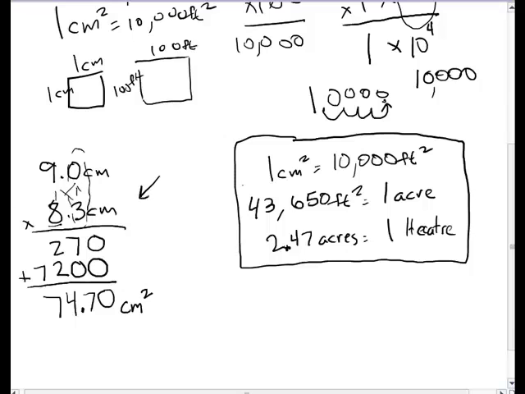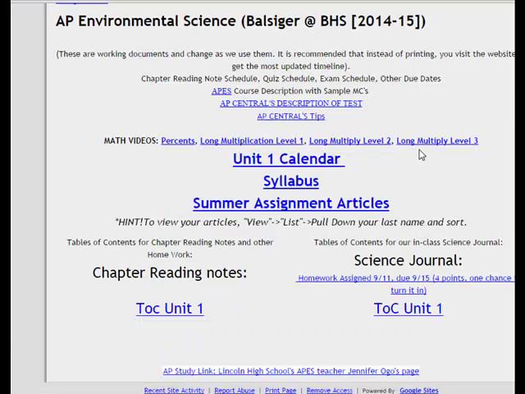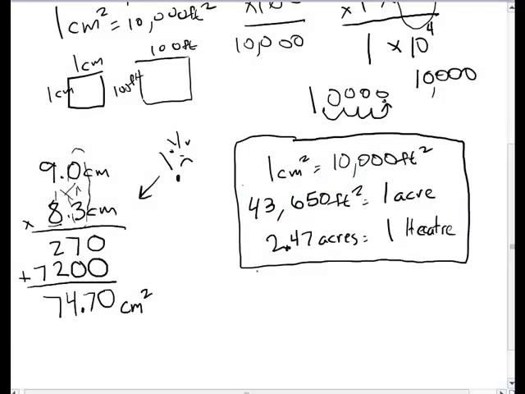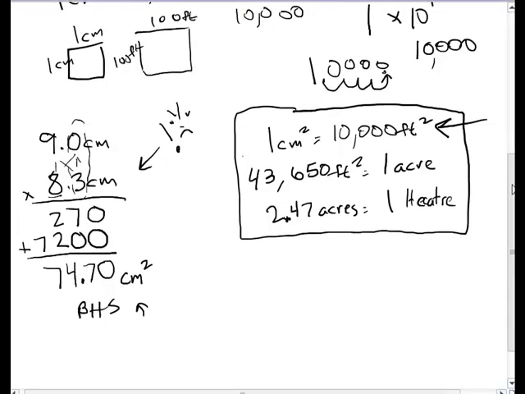If that looked like magic to you and it makes you a little concerned, you can go to math videos on our class website. Long multiply level 3 talks about how to handle decimals when you're multiplying. Okay, so we know that BHS is 74.7 centimeters squared. And now we can use this, we can set up our factor labeling.